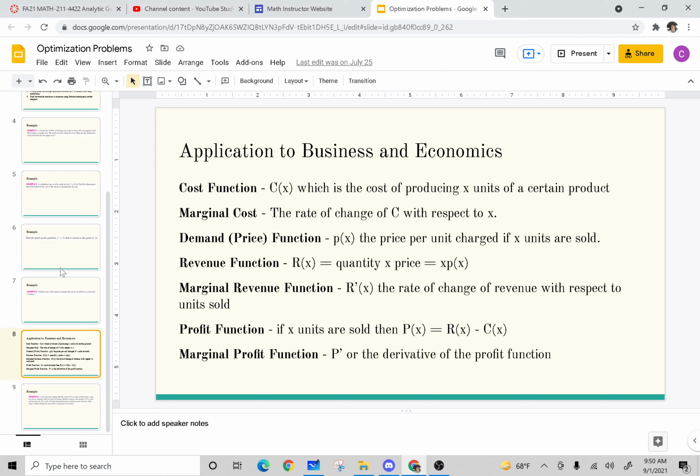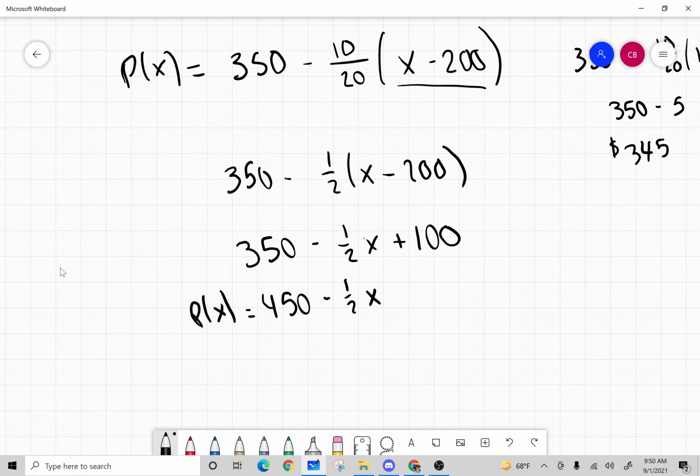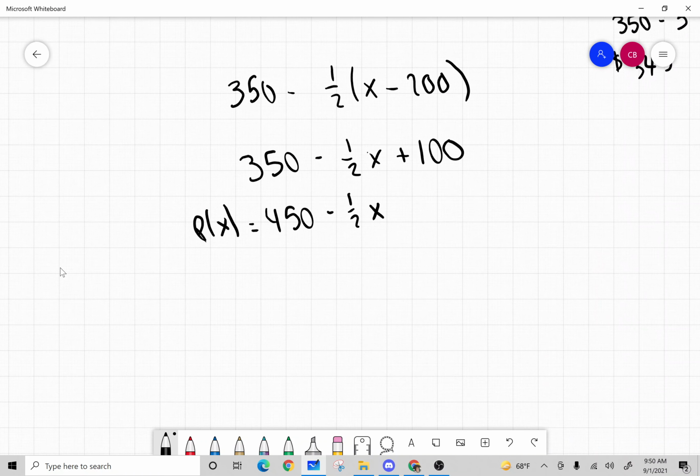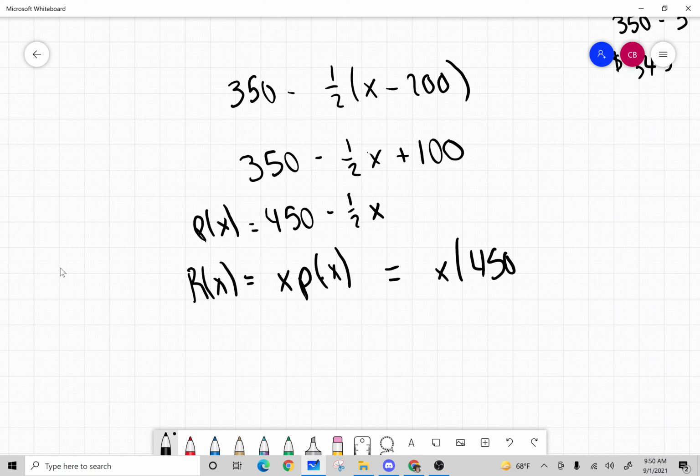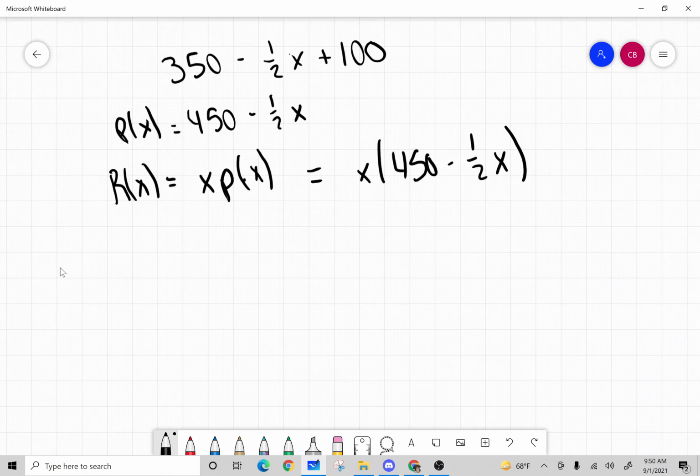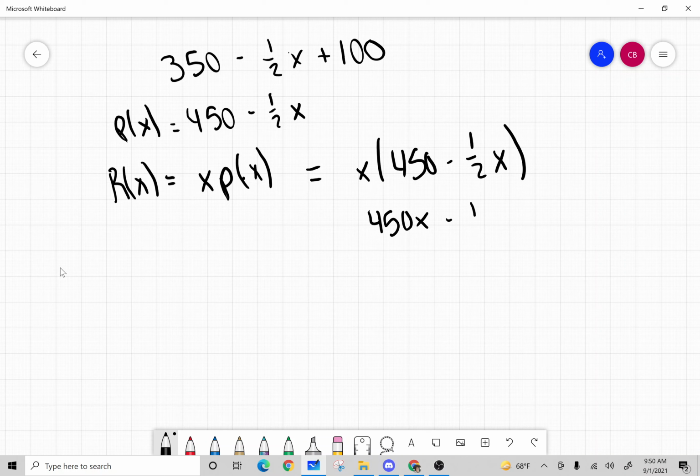Okay, now the revenue function is the quantity, so X times P of X. So that's pretty straightforward, right? The revenue function, R of X, is equal to X times P of X, then this is just X times 450 minus 1 half X, which gives 450X minus 1 half X squared. Now, we want to find R prime, the change in the revenue function. And that's going to be 450 minus, that's just going to be X.